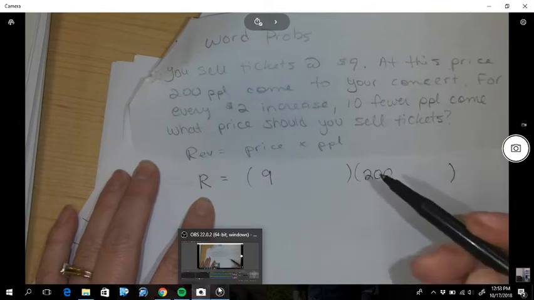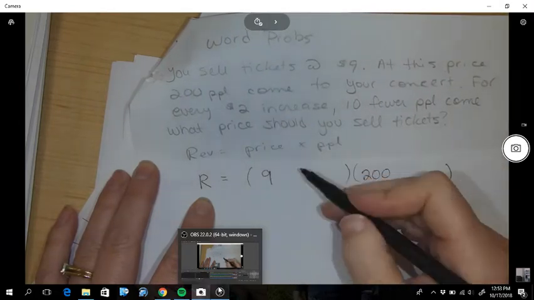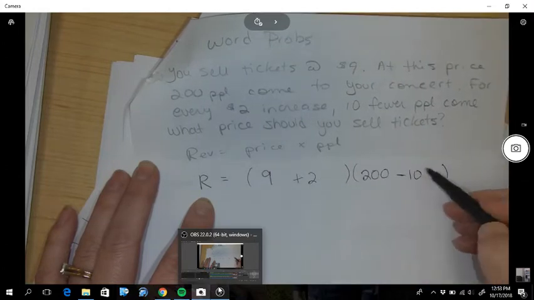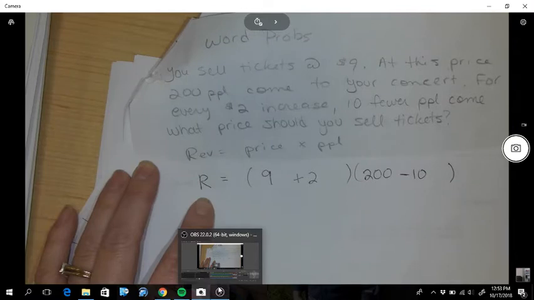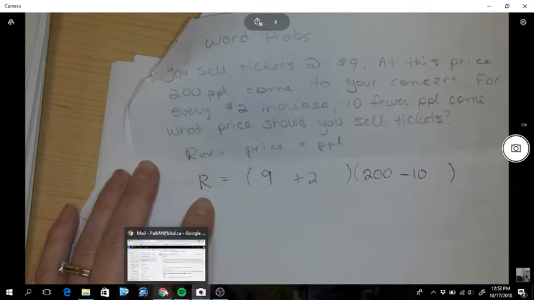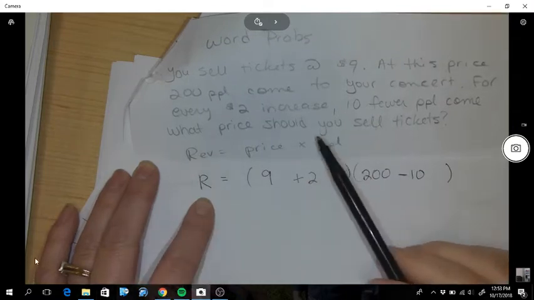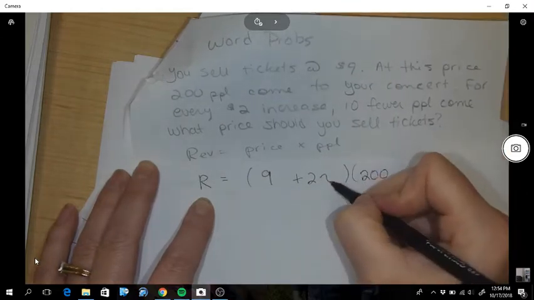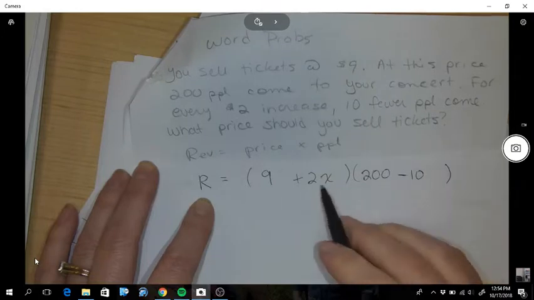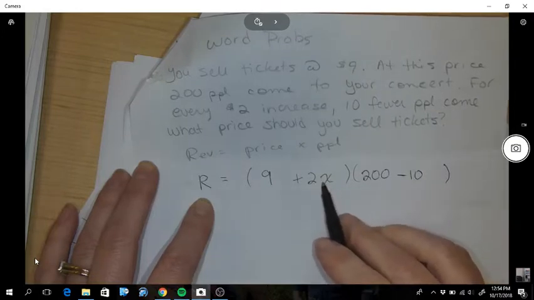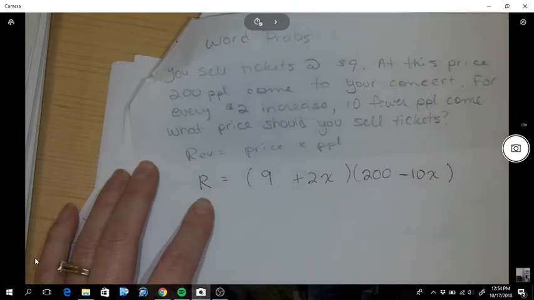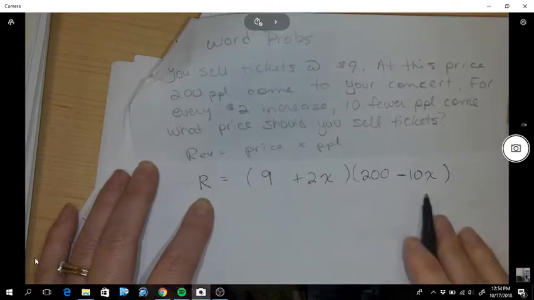But then for every time I increase my price $2, 10 fewer people come. But I can't leave it like that because I don't just increase it by 2. What if I increase it by 2 and then another 2 and another 2, right? I'm going to put an X there. But if this goes up 2 and then 2, this better go down by a 10 and a 10. So I need to also put an X there. Okay, so that's your equation.